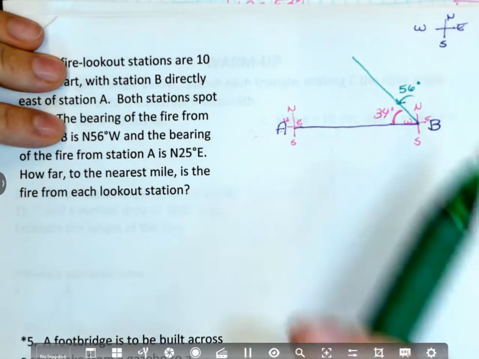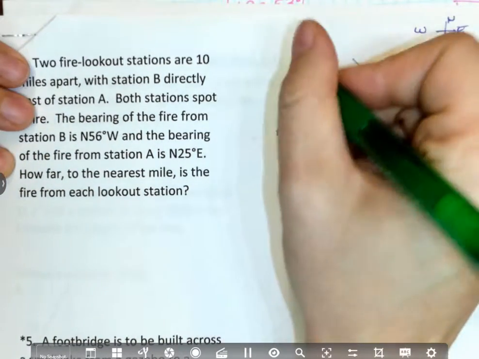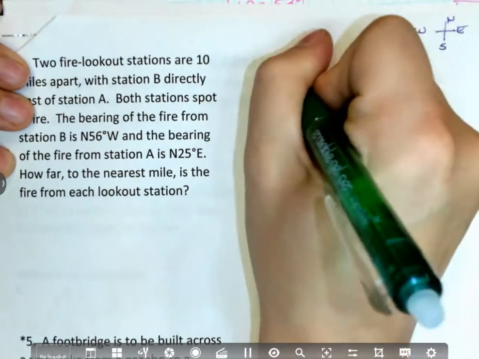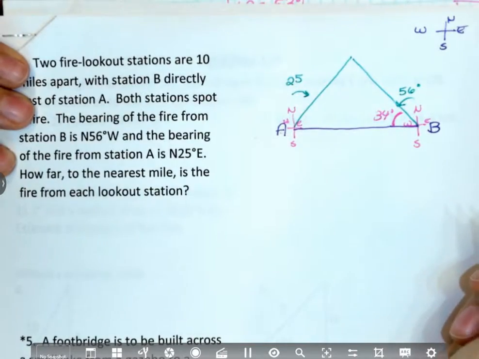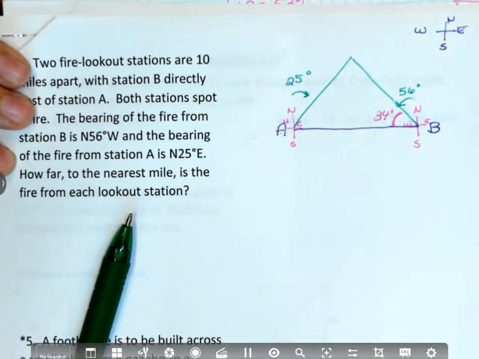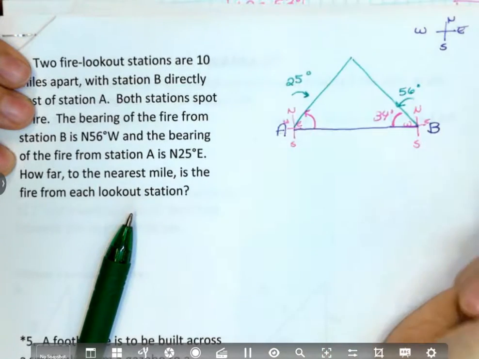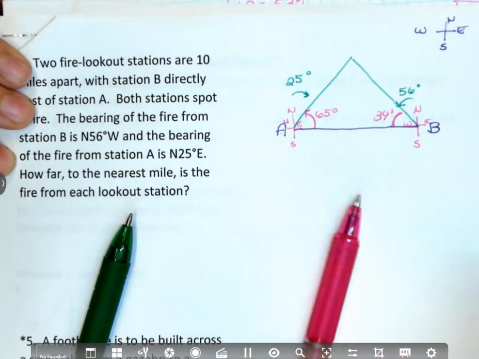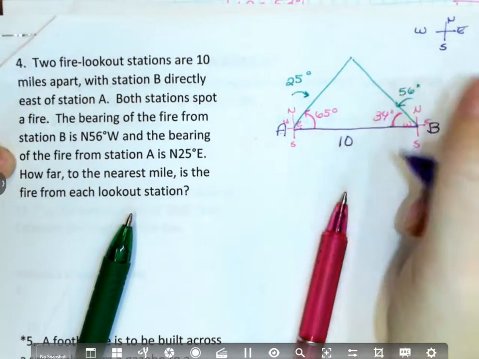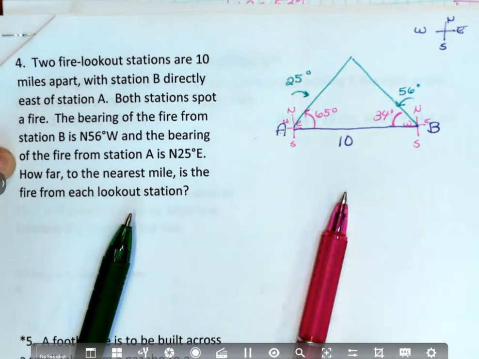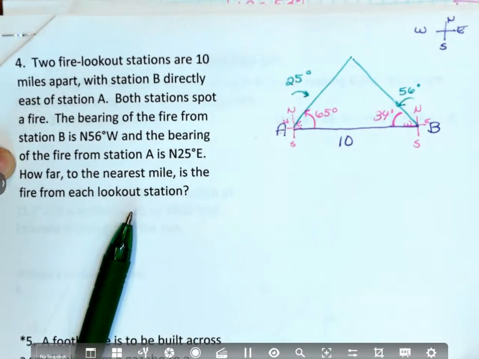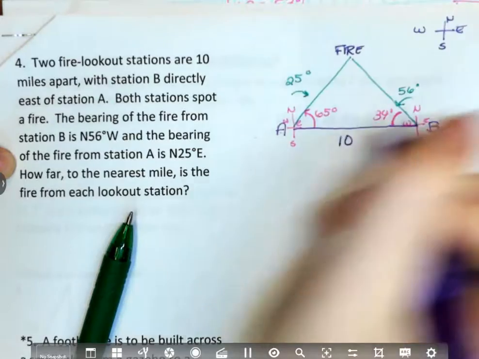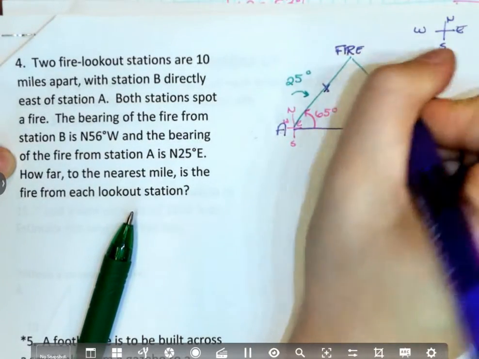Okay. Then the bearing of the fire from Station A starts off north and goes east at 25 degrees. So what is that angle going to be? 65. And then we had that they were 10 apart. We want to find how far to the nearest mile is the fire from each lookout station. So there's my fire. I'm looking for X and Y.